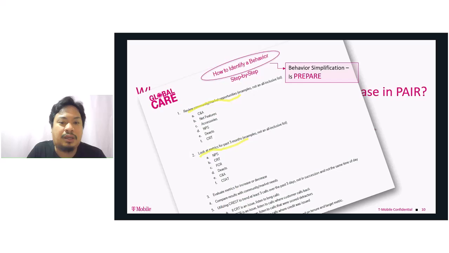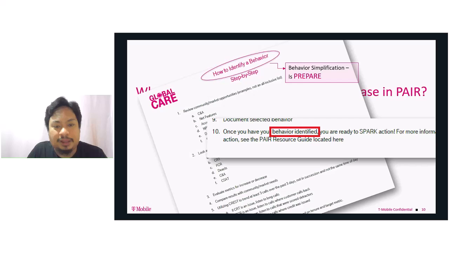So, pero to simplify, yun na nga. You can make sure you can follow all these eh. Pero for starters, you can focus on the 3. I'm not saying not to follow this, pero going back, instead of us getting confused and not really knowing what are the backbone steps, might as well remember the 3 steps that we have. And then, there. Step number 10. Once you have behavior identified, you're ready to spark action.